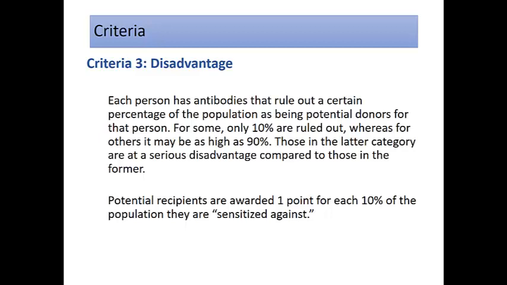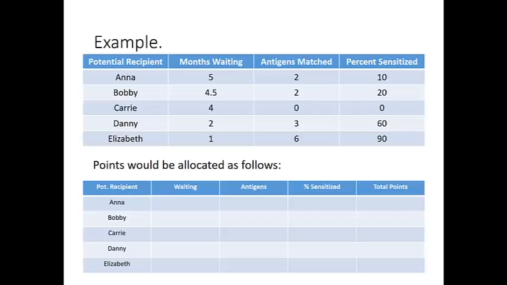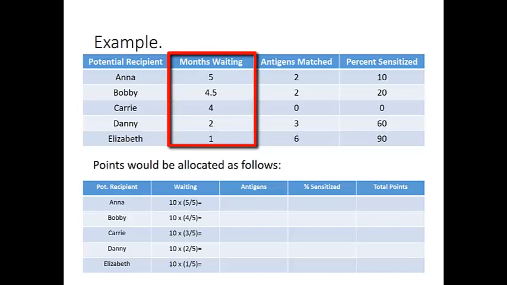Because in the event a potential match for them comes along, we want to take into account their disadvantage in general. Here's an example. Here we have 5 potential recipients: Anna, Bobby, Carrie, Danny, and Elizabeth. And the chart tells us the number of months each of these potential recipients has been waiting, as well as the antigens matched and the percent sensitized against the population. We're going to award points as follows, starting with waiting time.